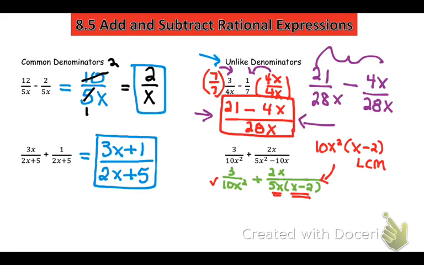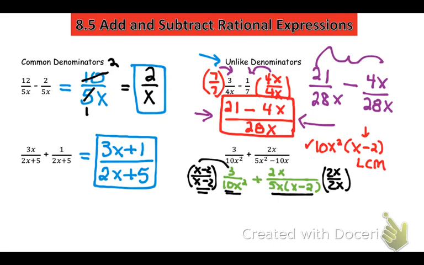So 10x squared, the 5x will go into the 10x squared, and then I needed to include the x minus 2. So now I'm going to multiply the left fraction by x minus 2 over x minus 2, and the right fraction is just missing the 2x. Notice if I say 10x squared times x minus 2, it's the same thing as if I multiply the 5x times x minus 2 times the 2x.